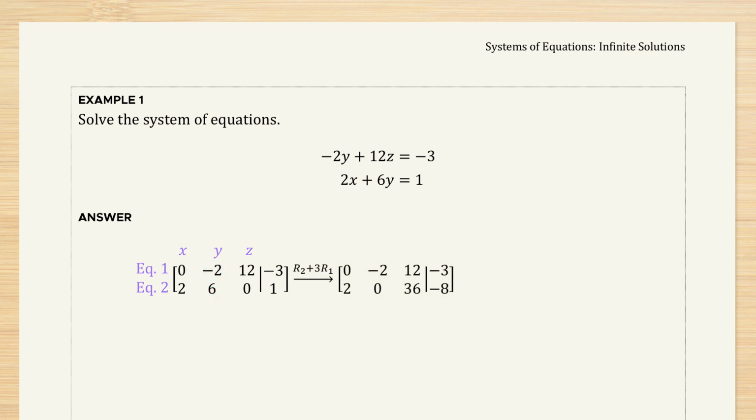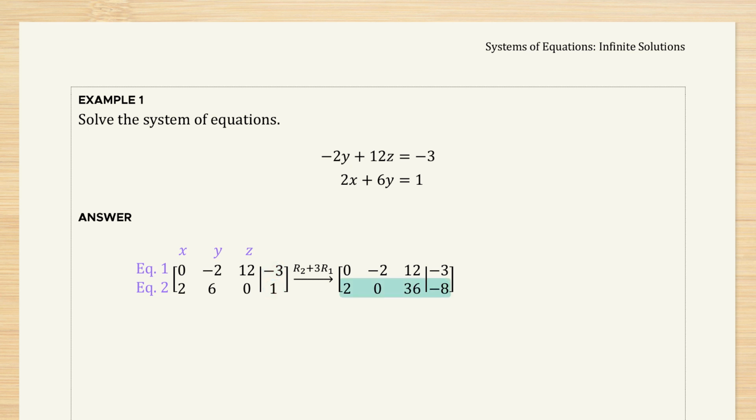Row 2 plus 3 row 1. 2 plus 3 times 0 is 2. 6 plus 3 times negative 2, so yes, we do in fact get the 0 that we want. And then 0 plus 3 times 12 is 36. 1 plus 3 times negative 3 is negative 8.